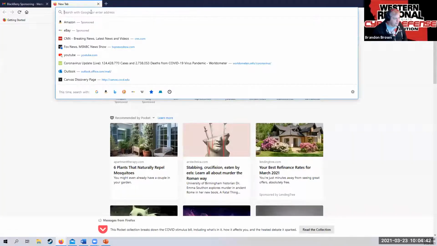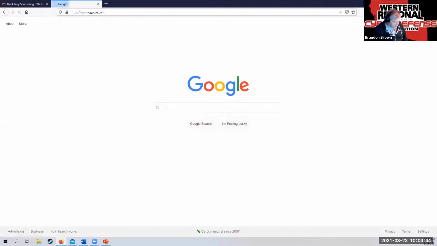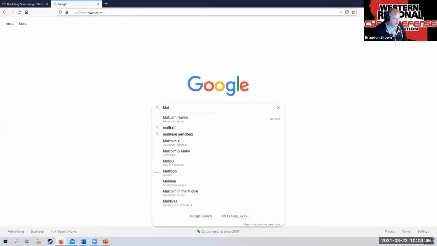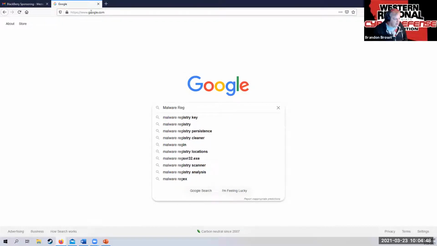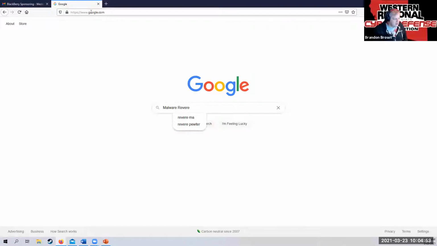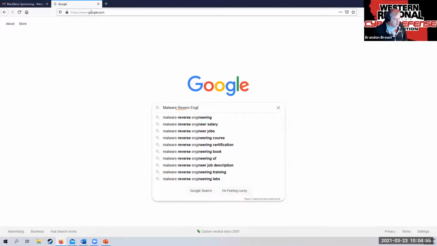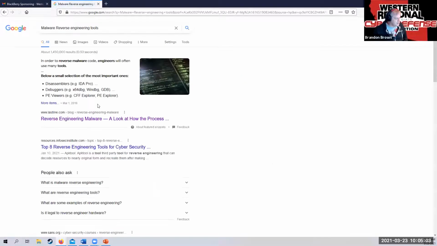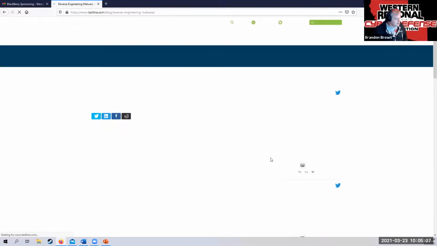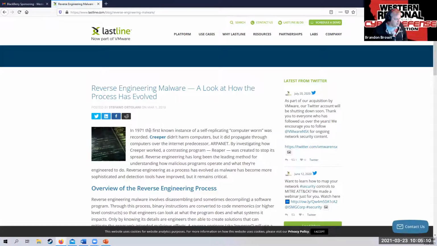Okay, there's a lot of different tools that you can use for malware reverse engineering. Oops, I'm going off on a little bit of a tangent here. Sorry. Malware reverse, and I spell reverse right? Okay. It's a good little article. I've read this in the past.